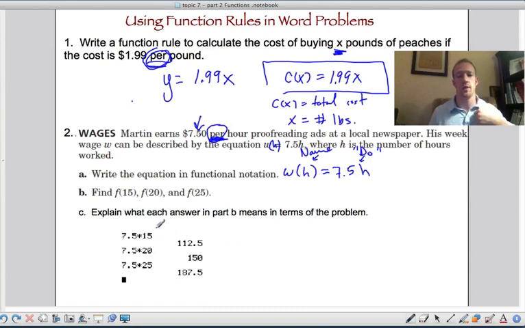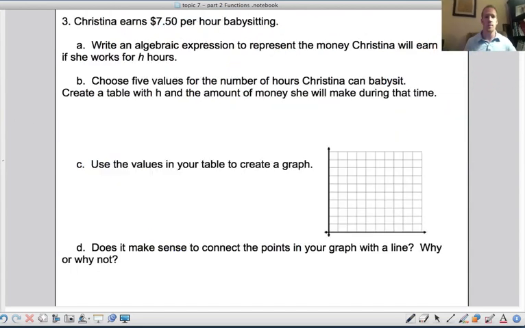So what each answer means is just that since we're plugging in number of hours worked, this means that Martin worked 15 hours and earned $112.50. All right, so one last example here.